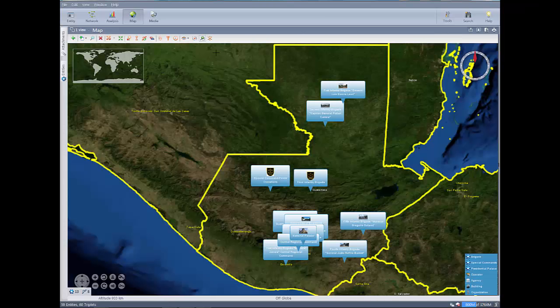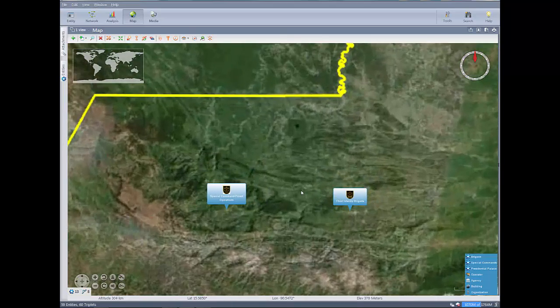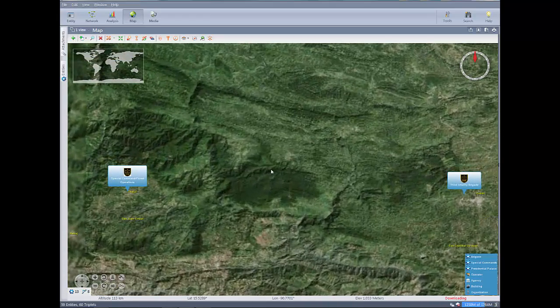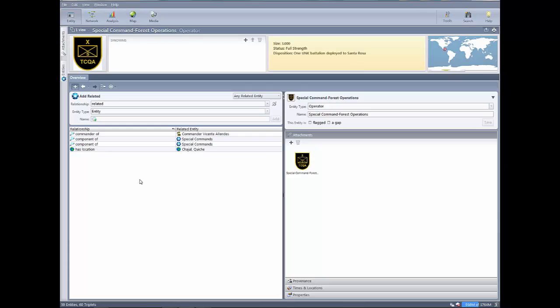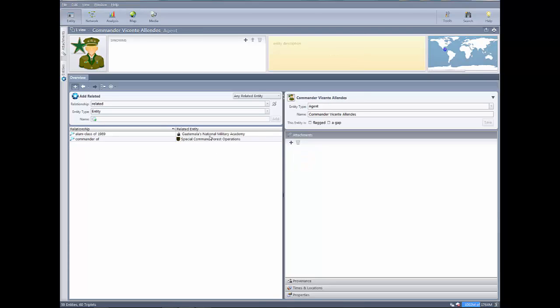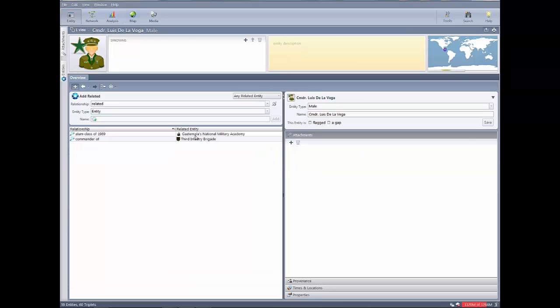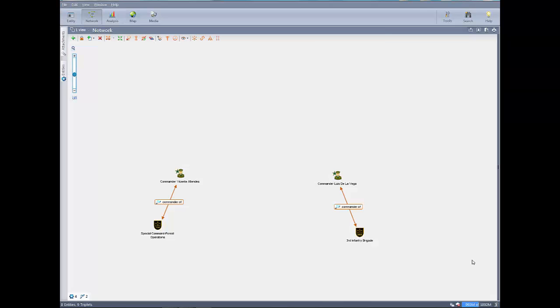Based on this lead, we dig deeper into the military units that are stationed in or deployed to bases in Chahul and Coban, with a focus on the past 2 years under Perez Molina's presidency. We identify Vicente Allendez and Luis de la Vega as the commanders in charge of these bases. Now that we've identified the leaders of these suspicious bases, we set up a custom search to see what connections, if any, exist between these commanders, based on data from the order of battle research we conducted earlier.